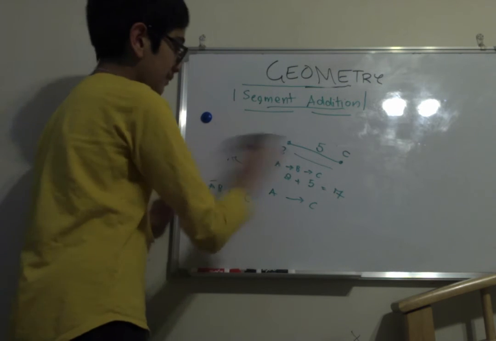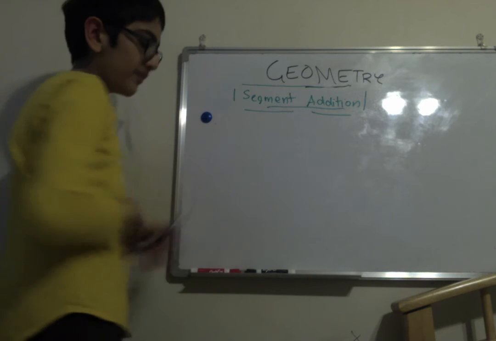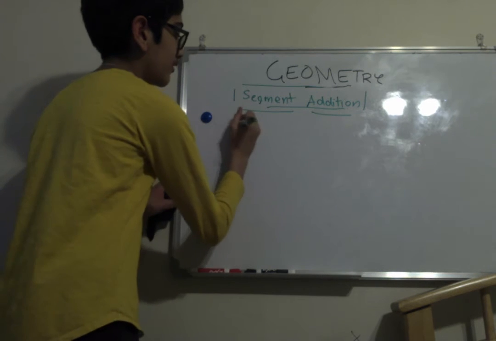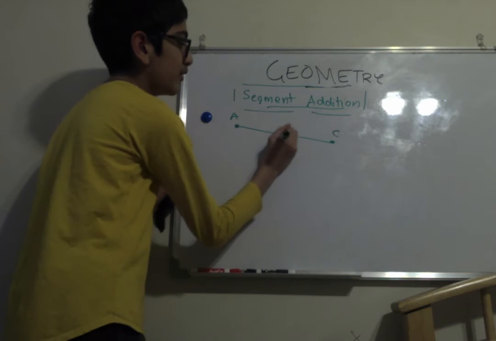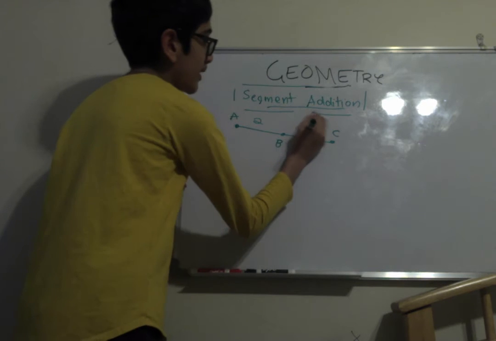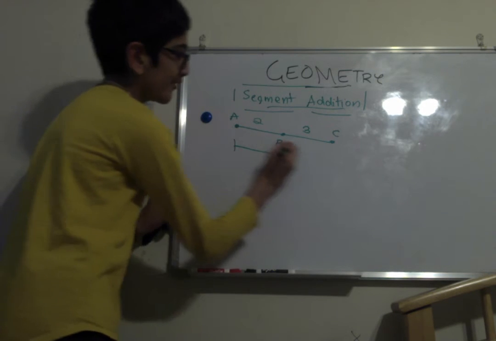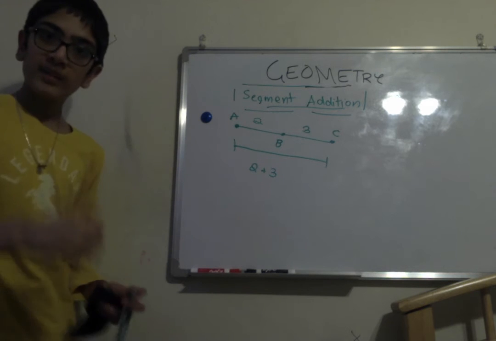If we have a segment with a point in the middle, and the distance between the 2 points, so we have a segment with 2 points and a point in the middle, and we have the two distances between these 2 pairs. To find the whole distance, you can just add them up.